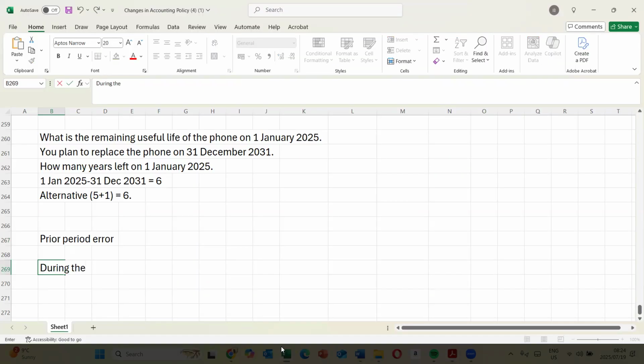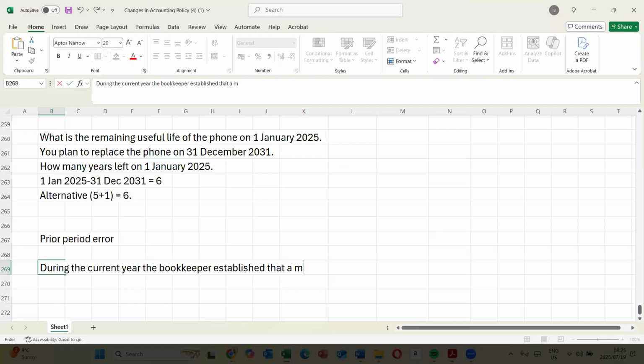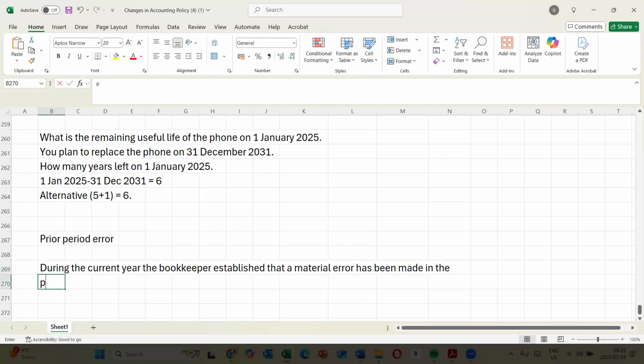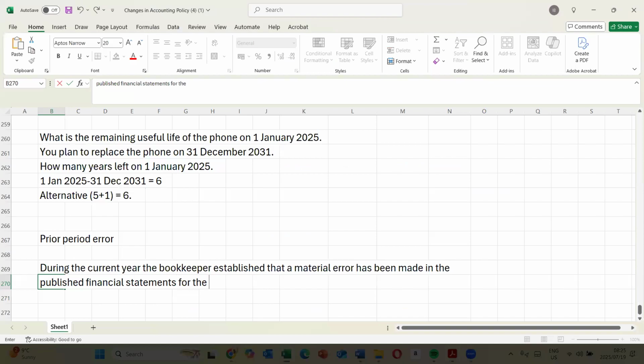So during the current year, the bookkeeper established that, what did the bookkeeper establish? They established that a material error had been made in the published financial statements for the year ended 20th February 2010. All right, so we have it sitting there.